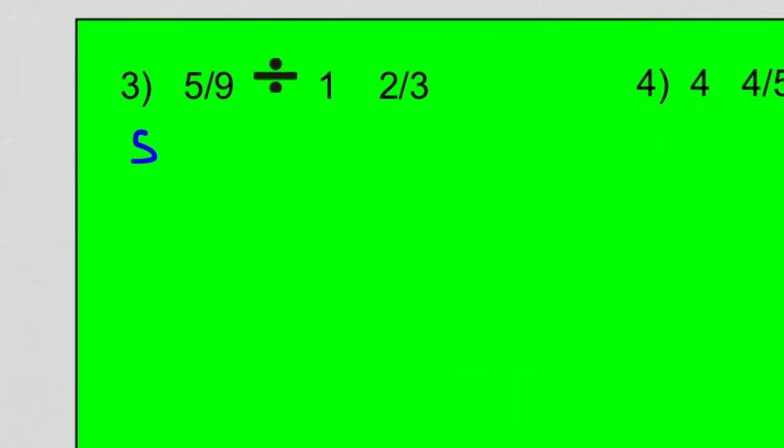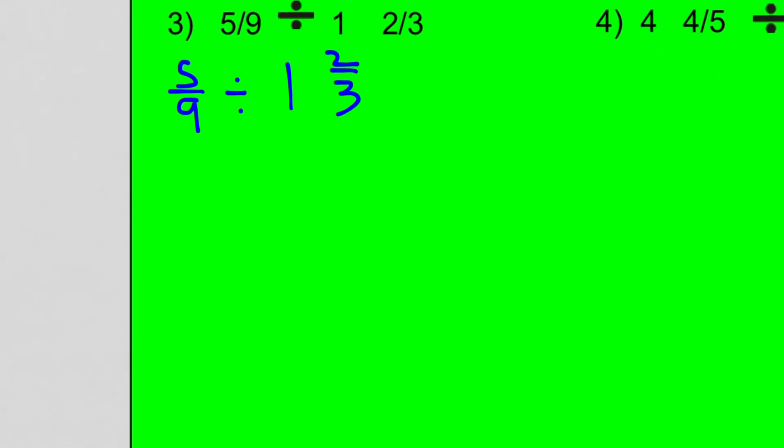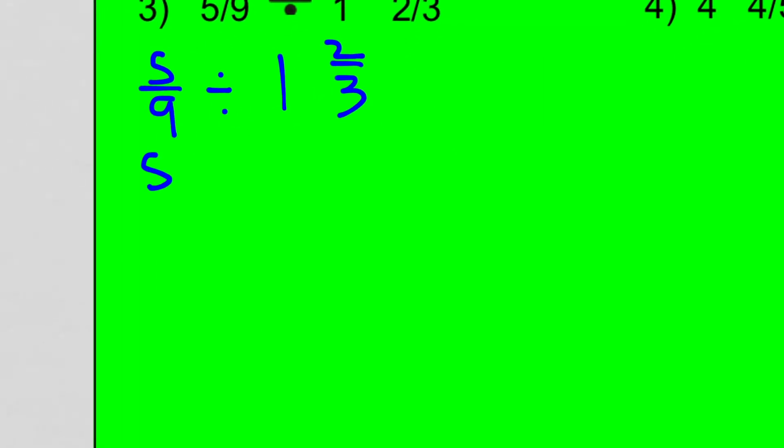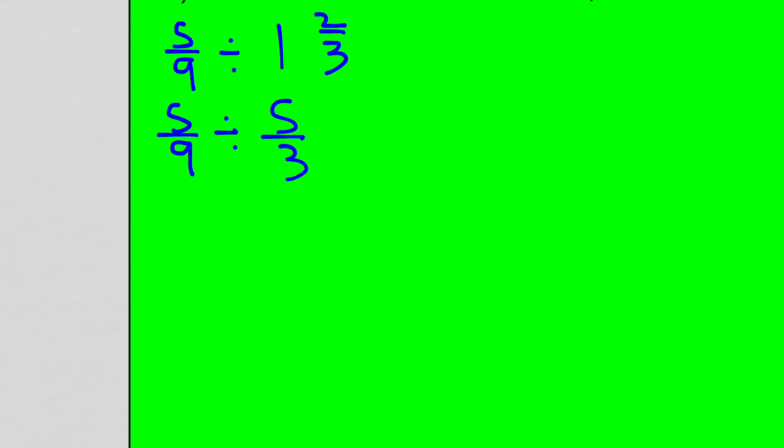Okay, we've got 5/9 divided by 1 2/3. So first thing I want to do is make both fractions improper. Well, in this case, it's a proper fraction, so there's nothing I can do with it. 5/9 stays the same. Divided by 3 times 1 is 3, plus 2 is 5/3. Don't forget the keep, change, flip now. Keep the first fraction the same. Change divide to multiply. Flip 5/3 to 3/5.